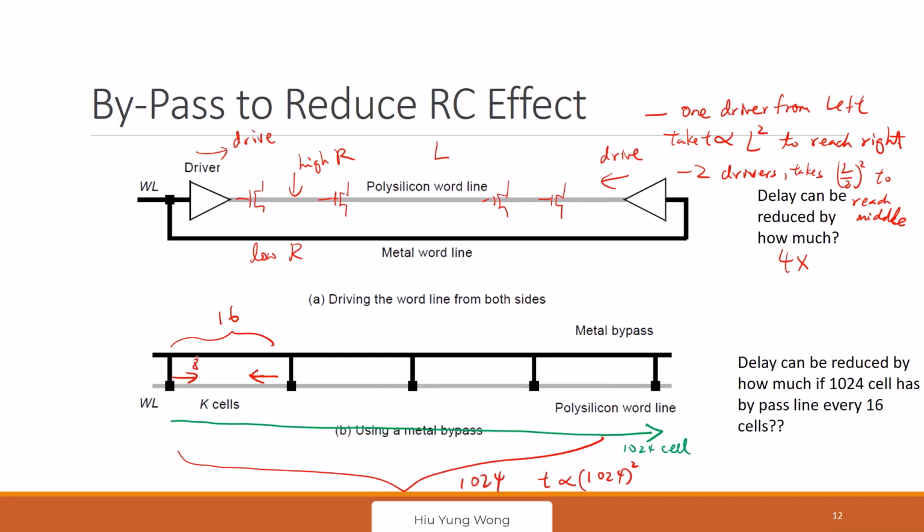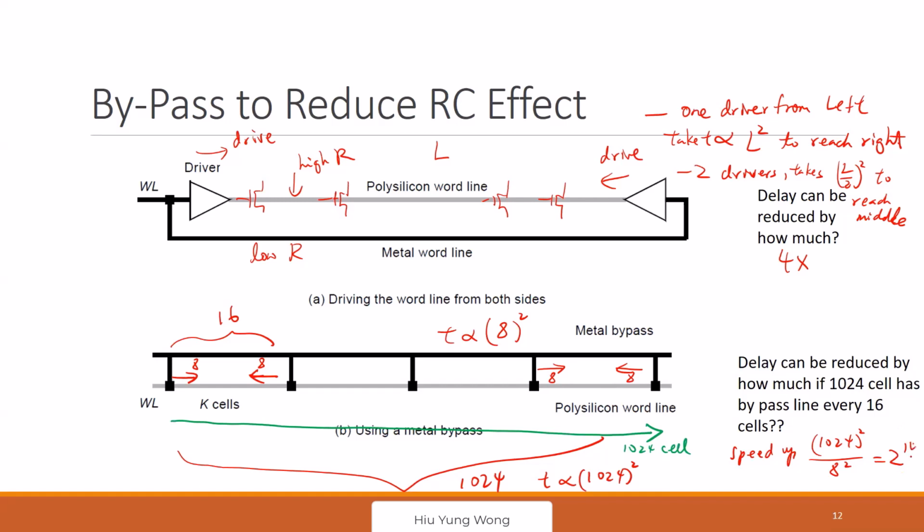Only 8, right? 8 from left, 8 from right. So what is the time for the signal to reach all the cells? Same for here, right? 8, 8. So this T is proportional to 8 squared, not 16. Okay, so the speedup is going to be 1024 squared divided by 8 squared, which is to the power 14. Oh, that is a lot.